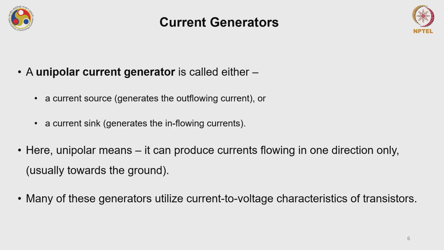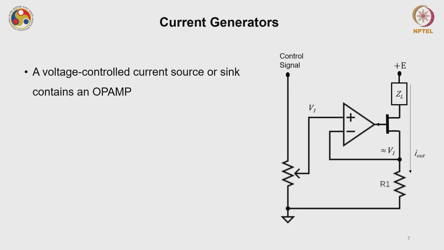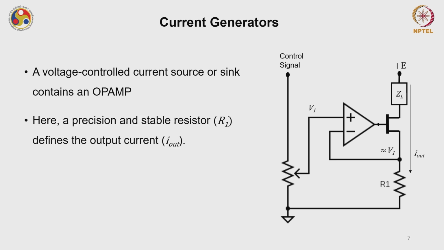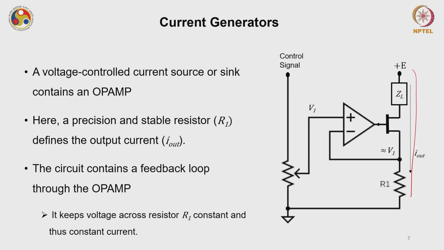Many of these generators utilize the current to voltage characteristic of transistors. A voltage controlled current source or sink containing an op amp is shown here. If you see this circuit carefully, you have a precise and stable resistor R1 that defines the output current flowing through the transistor. The circuit also contains a feedback loop connected through the op-amp. It keeps the voltage across the resistor R1 constant, and therefore the current is also constant.